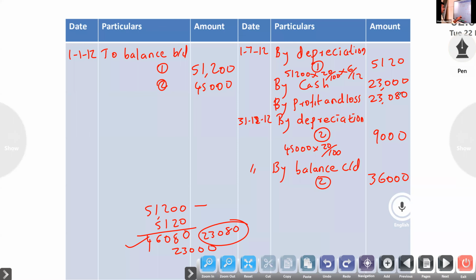Clear? So you can write last the sold one date. Then remaining, if it is 3 machinery, by depreciation 2, 3, by balance c/d 2, 3. So depreciation: 1st January to 1st July, how many months we used? 6 months. So 6 months depreciation. Then sold. Then find profit or loss. 51,200 minus 5,120, then we will get 46,080. That and 23,000 you have to compare. Current value is 46,080. We sold for rupees 23,000. Loss.